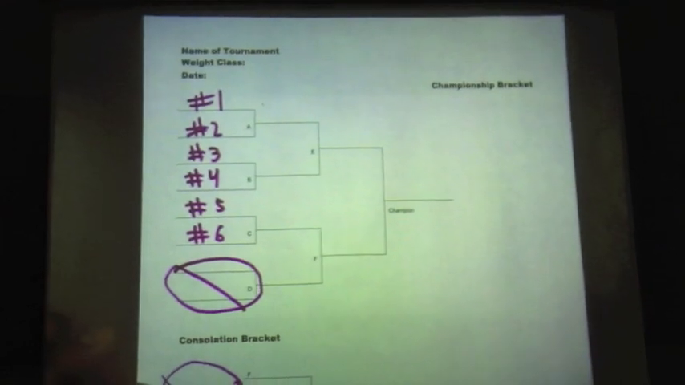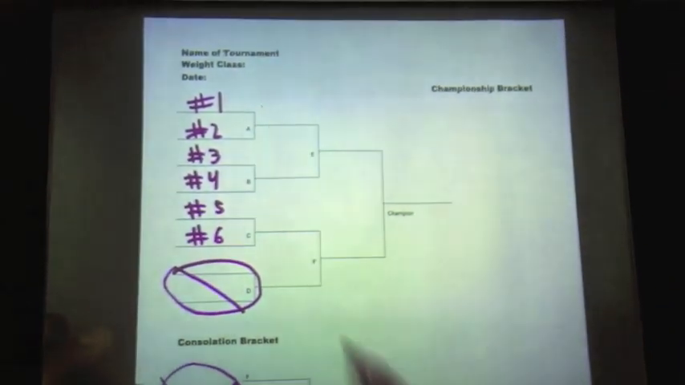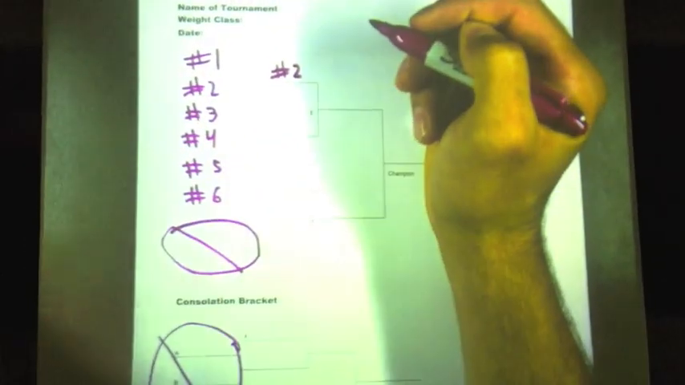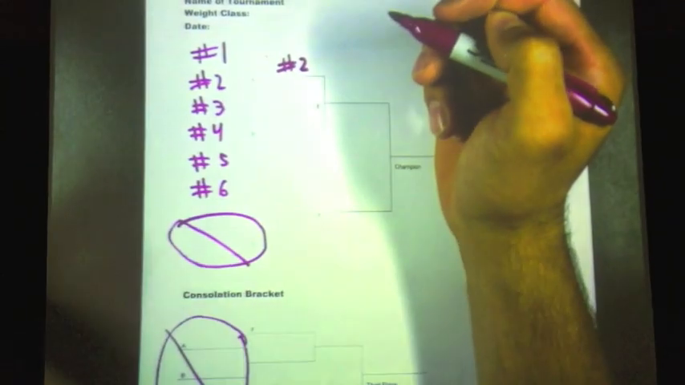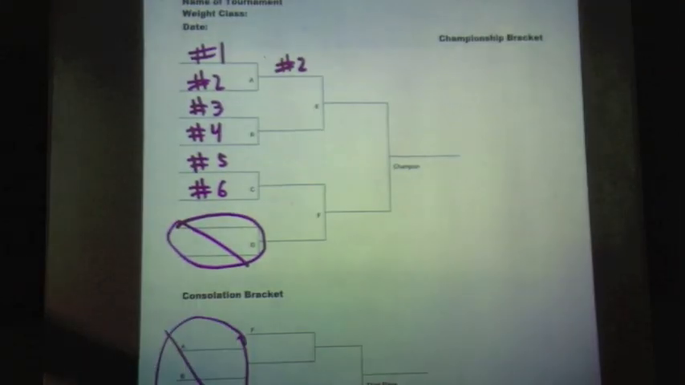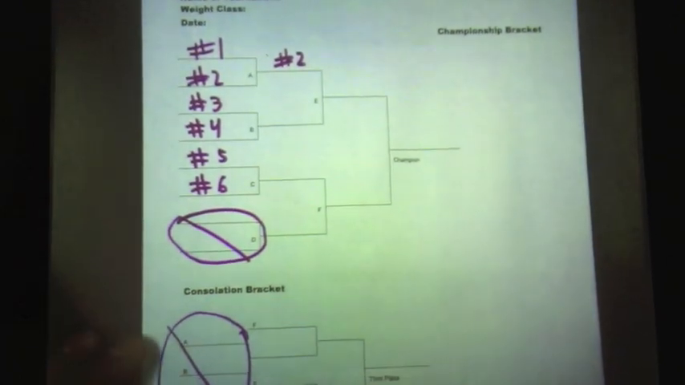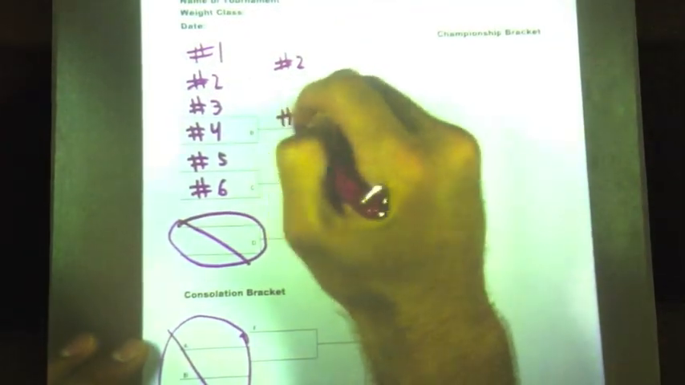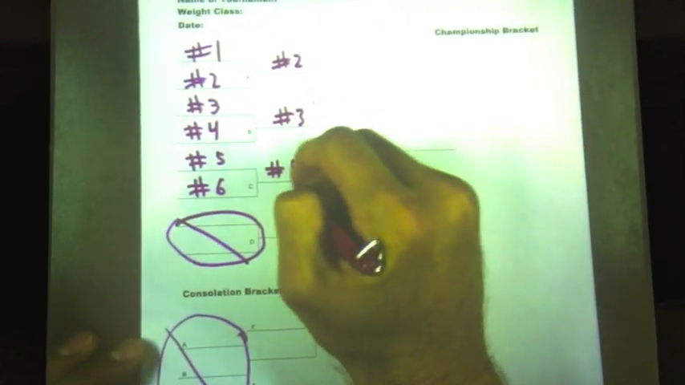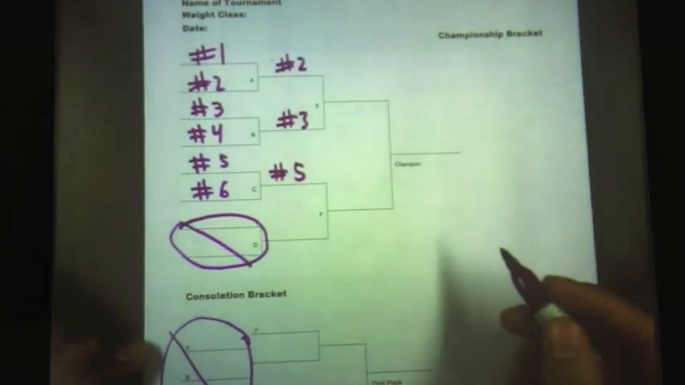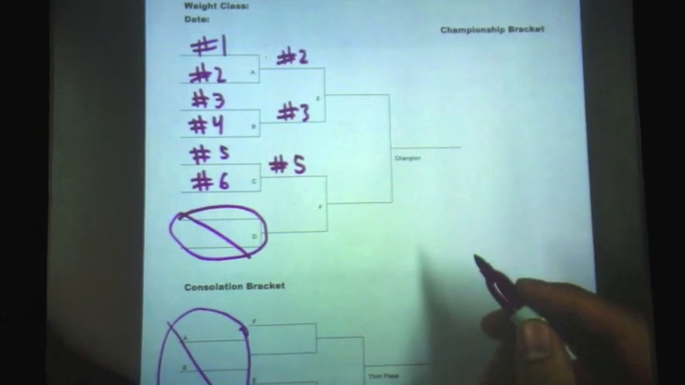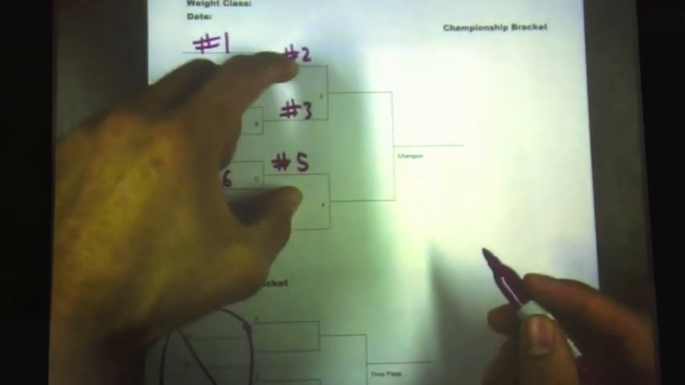All right, so first round, number 1 goes up against number 2. Number 2 wins. I'm just arbitrarily filling these in. I could have number 1 win as well; it wouldn't really change anything. This is just so you understand the mechanics of how the brackets work. Number 3 and 4, number 3 wins. 5 and 6, number 5 wins. So we went from 6 people to 3 winners and 3 losers. We're down to 3 people in the championship bracket.